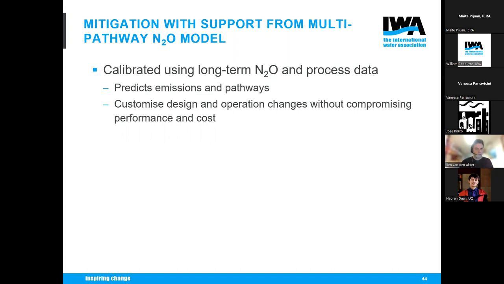Using this model, it's great to be able to then customize design and operational changes. So what sort of changes can you make to the plant from an operation perspective, or what sort of design changes can you make? And how do you make these changes? It allows us to assess these changes without compromising the performance of the plant and also without increasing the cost of treatment as well.